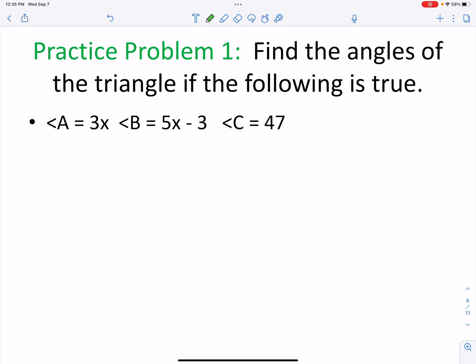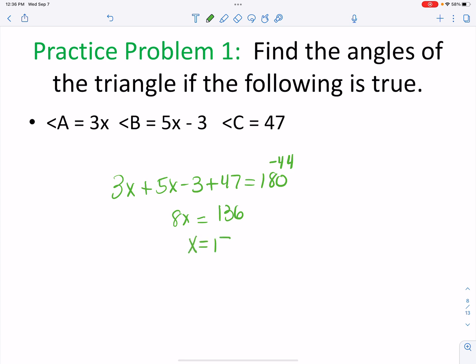Pause. So the three angles would add up to 180. So that would be 8x, and that would be 44. So I would minus 44 from 180. I was like, what am I missing? I thought I wrote the 0, but it obviously didn't go. So 180 minus 44 is 136. Divide that by 8. And my x value is 17.